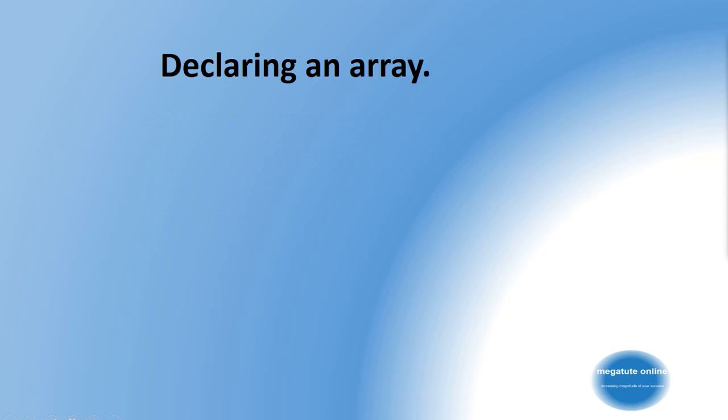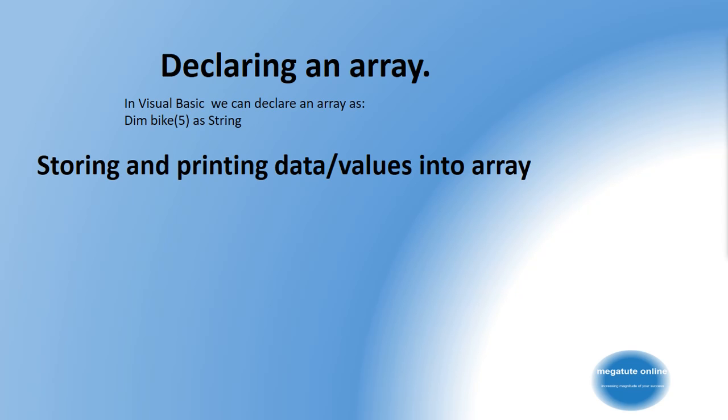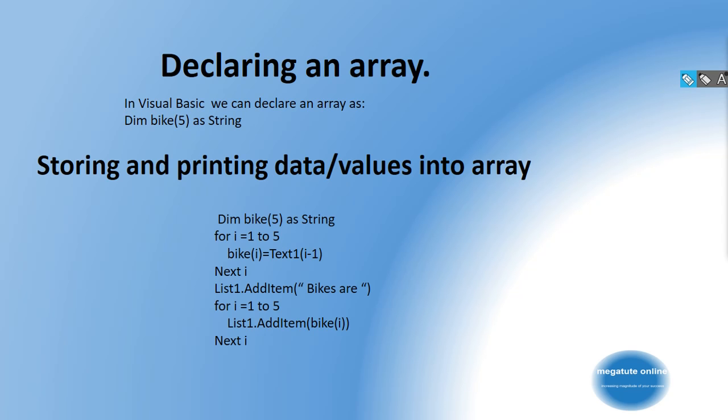To declare an array in Visual Basic, this is the syntax. We just have to specify Dim, which we normally do for variables, then the array name, then how many members you want in that array, or how many elements you want in that list, you have to specify here, and then the data type. Right now I'm declaring an array of 5 elements which is going to hold string content, that is the bike names. So now how do we store values to that array and print the values out of that array?